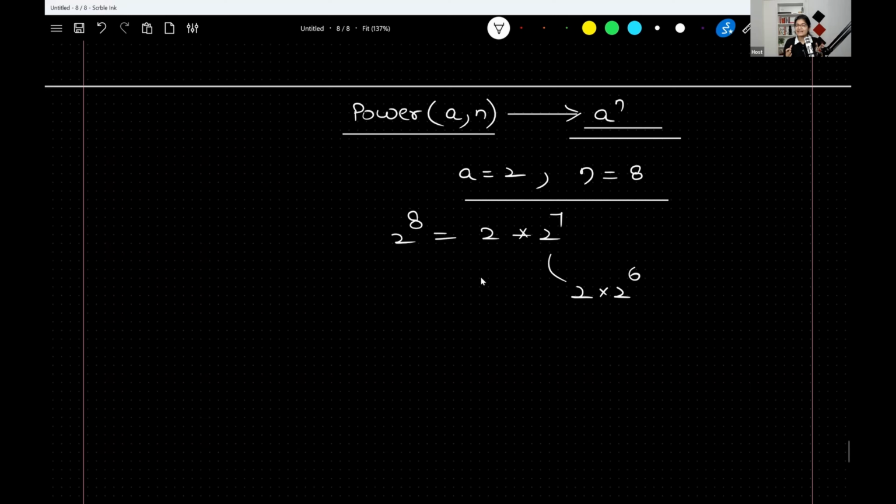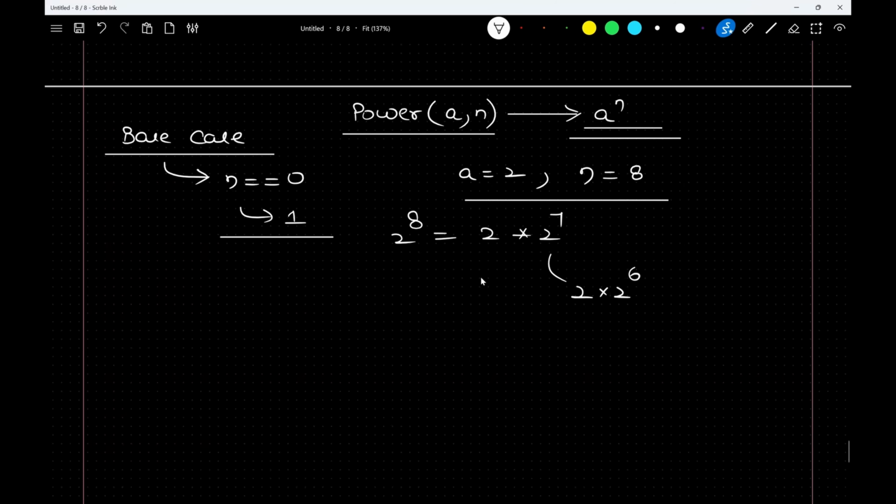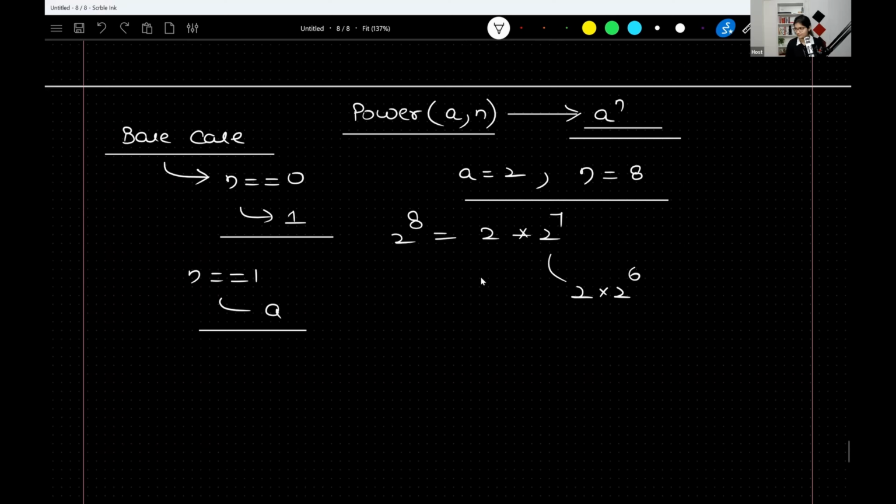If we do it in this manner, what is the base case condition and what is the recursive function call? The base case in the power case: if n is equal to 0, then the answer is 1. If n is equal to 0, then we can directly return the answer as 1. If n is equal to 1, you can return a directly. That can also be set as a base case condition, where we are not doing any higher complexity task and directly returning the answer, right?